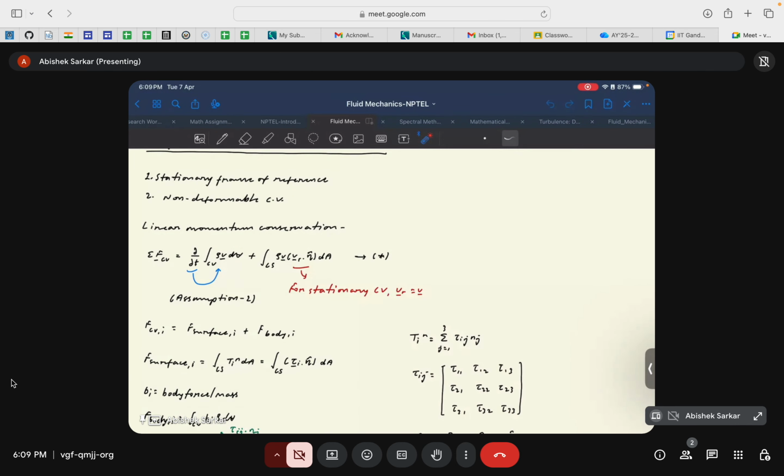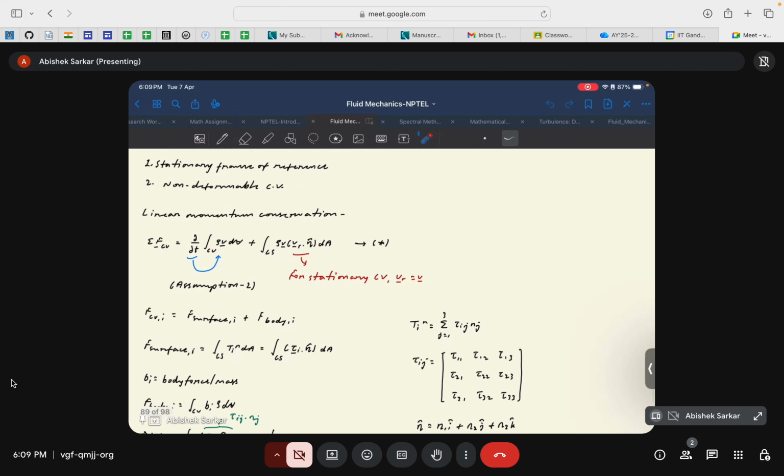In a way to avoid that, we will directly impose that we consider the frame of reference to be stationary. That's the first assumption. Second is that our control volume is non-deformable. So these are the two conditions that we will impose while deriving the equation. Let us see what implications it has.